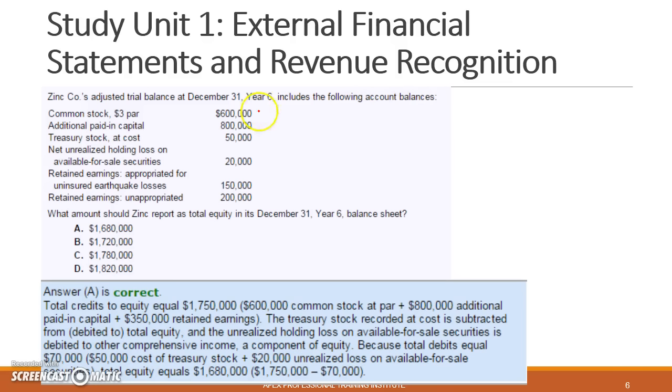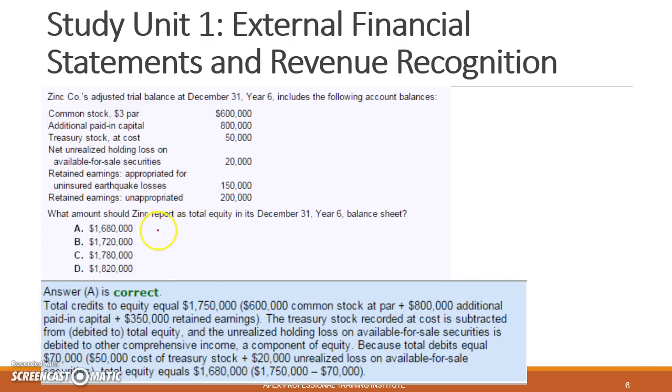This is the data available to us. We have been provided common stock, $3 per share. We have been provided additional paid in capital, treasury stock, net unrealized holding loss on available for sale securities, and apart from that we have also been provided retained earnings appropriated for uninsured earthquake losses, and after that we are going to have retained earnings unappropriated.